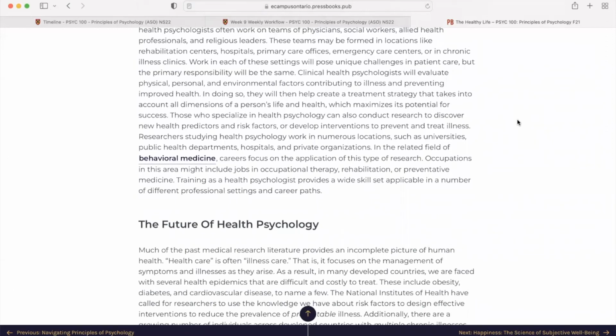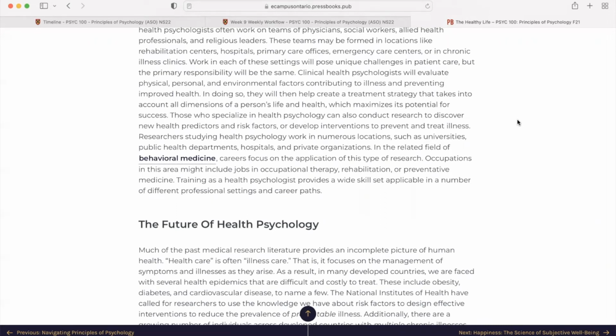Work in each of these settings will pose unique challenges in patient care, but the primary responsibility will be the same. Clinical health psychologists will evaluate physical, personal, and environmental factors contributing to illness and preventing improved health. In doing so, they will then help create a treatment strategy that takes into account all dimensions of a person's life and health, which maximizes its potential for success.